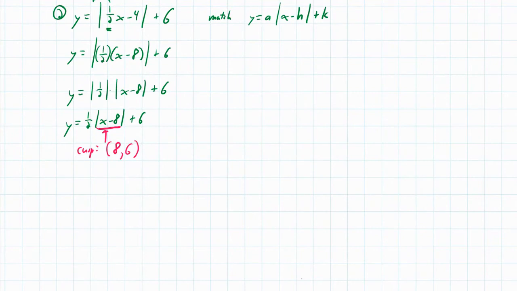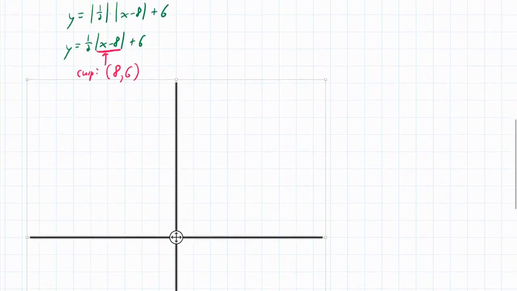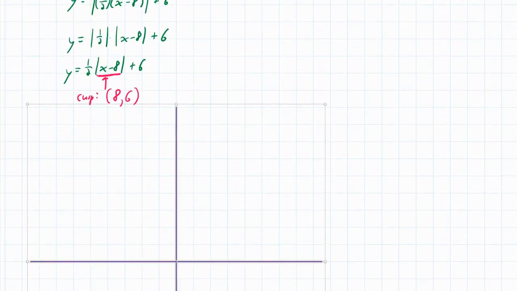So setting up a grid, drawing that grid out, I'm going to go right 8 and up 6. So 1, 2, 3, 4, 5, 6, 7, 8. 1, 2, 3, 4, 5, 6. That goes there. That is the location of the cusp.